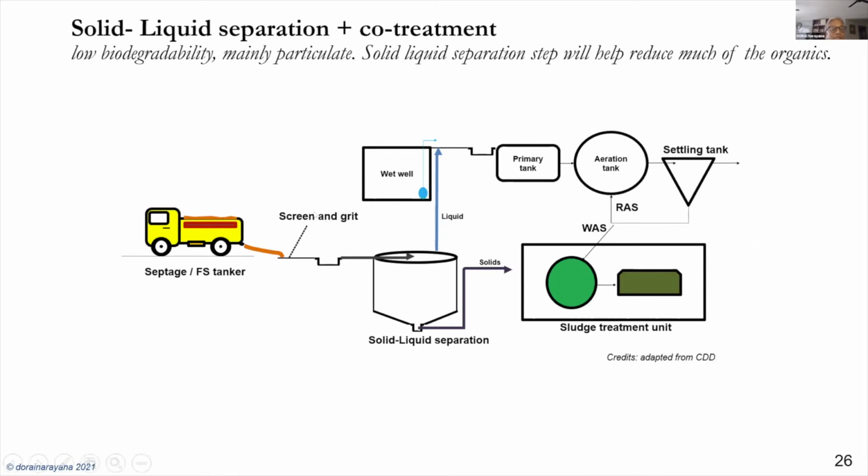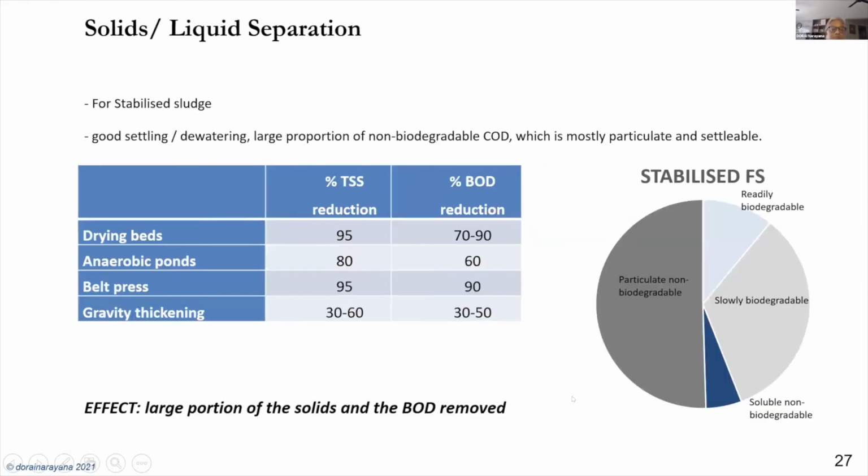So we have a screening and grit, and then you have a solid liquid separation step here. And only the liquid part is then co-treated in the STP, whereas the solids can be either co-treated in the solid stream here, combined together with the sludge coming from here, or it could be a separate stream for the solids coming from here. So this is the most common one.